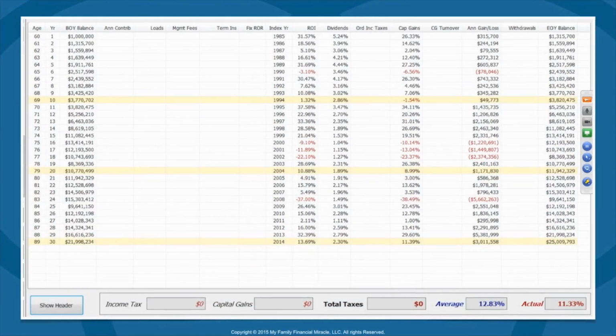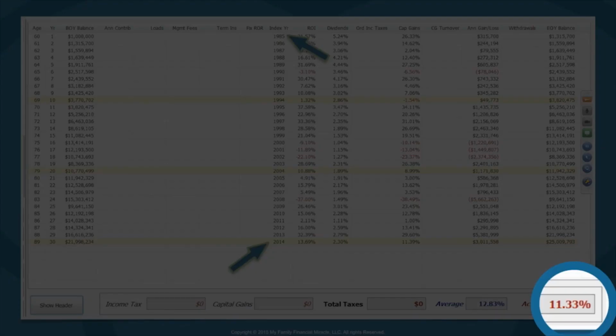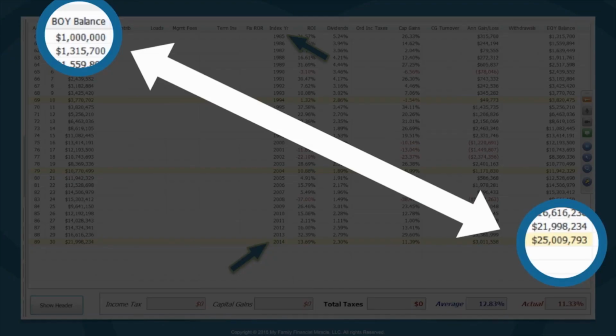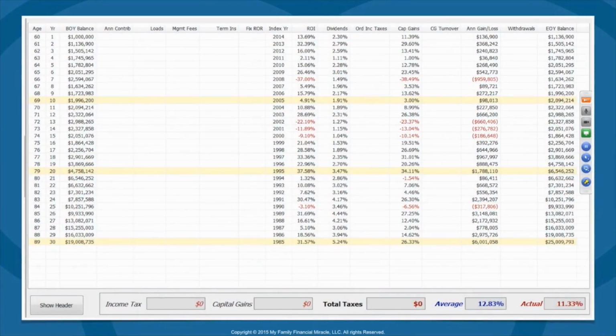With no withdrawals or expenses, our average rate of return from 1985 to 2014 was 12.83%. The actual return averaged 11.33%. To show you that my calculator is working correctly, without adding any expenses and no withdrawals, $1 million will grow to $25,009,793. Now, I'm going to invert the returns.